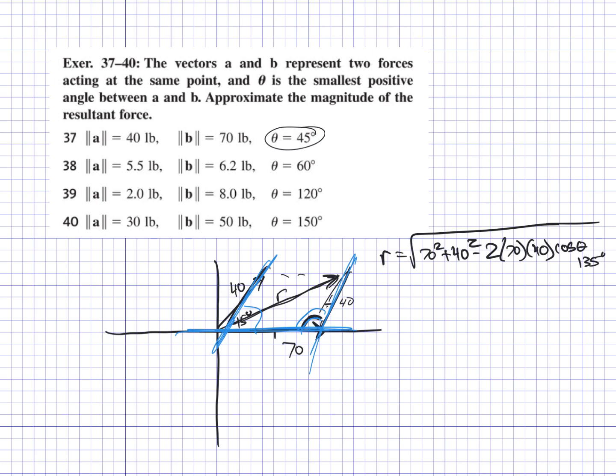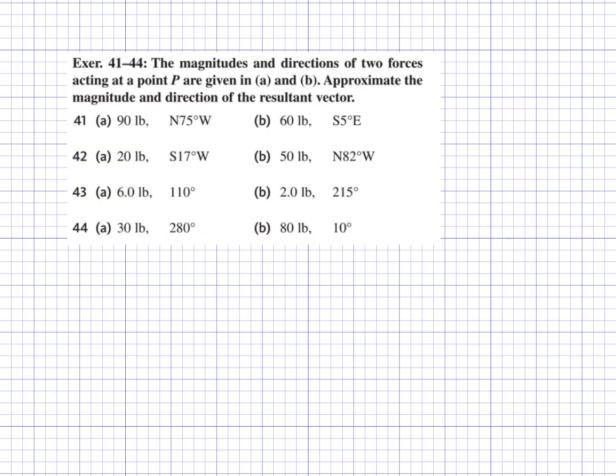Now we can just put that in a calculator and get what our magnitude of our vector is. And on my calculator, I get that magnitude to be 102.3. So that is number 37, and they rounded it to 102 pounds. So this is your magnitude, 102 pounds. That's the resultant force. And you would do this with each of these. So let's go ahead and move on from there. Magnitudes and directions of two forces acting at point P are given in A and B.